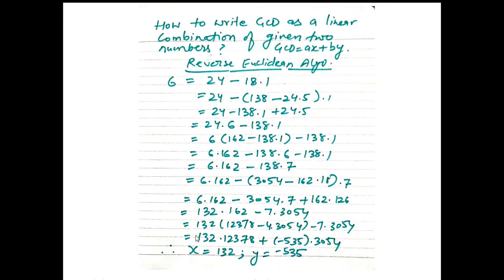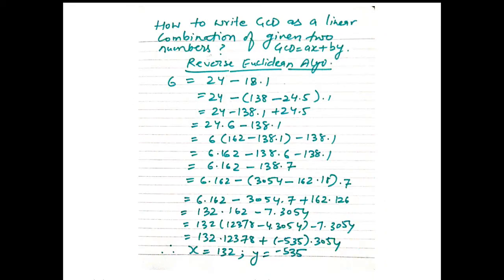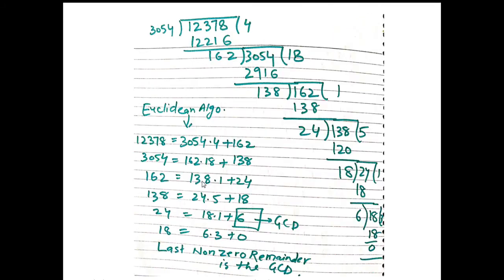Now, how do we write the GCD as a linear combination of the given two numbers? In that case, we use the reverse Euclidean algorithm. Why do we call it the reverse Euclidean algorithm? Because we go from down to up in this Euclidean algorithm. So let us see how we do it. Let's see the previous slide. Here 6 was the GCD of the given two numbers. So 6 can be written as 24 minus 18 into 1. Then we can substitute the value of 18.